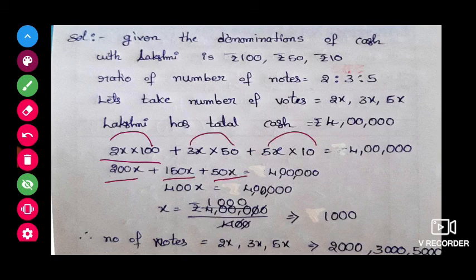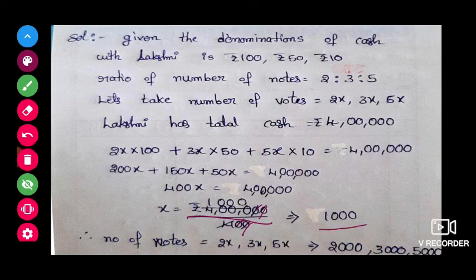5x into 10, 50x is equal to 4 lakh. Now 200x, 150x, 50x together we will get 400x is equal to 4 lakh. Now we want the value of x. So send this 400 to that side. If we send 400 to that side, here multiplication 400, it will go for division 400. Here 2 zeros, here 2 zeros, they will get cancelled. With the 4 table, if I cancel the remaining 4,000, we will get 1,000 rupees.